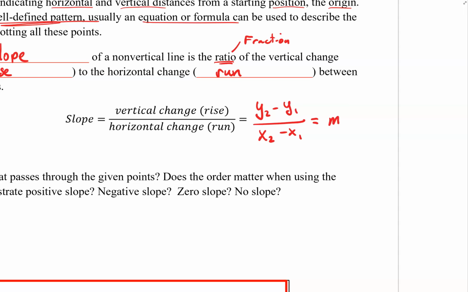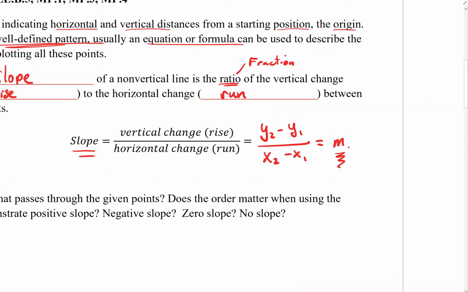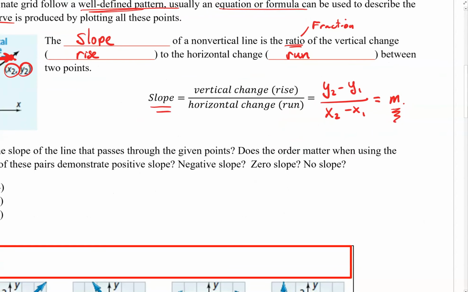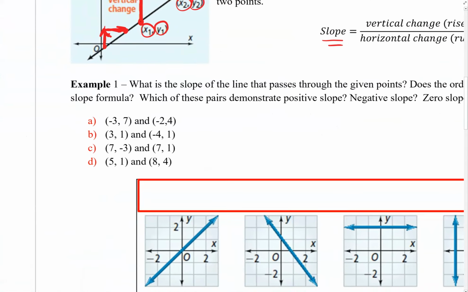And that number or reduced fraction we generally assign to the letter m. Not 100% sure where the letter m comes from, why m represents slope, but it is common and it's ubiquitous in math class. So if you see an m value, we should recognize that we are talking about a slope.